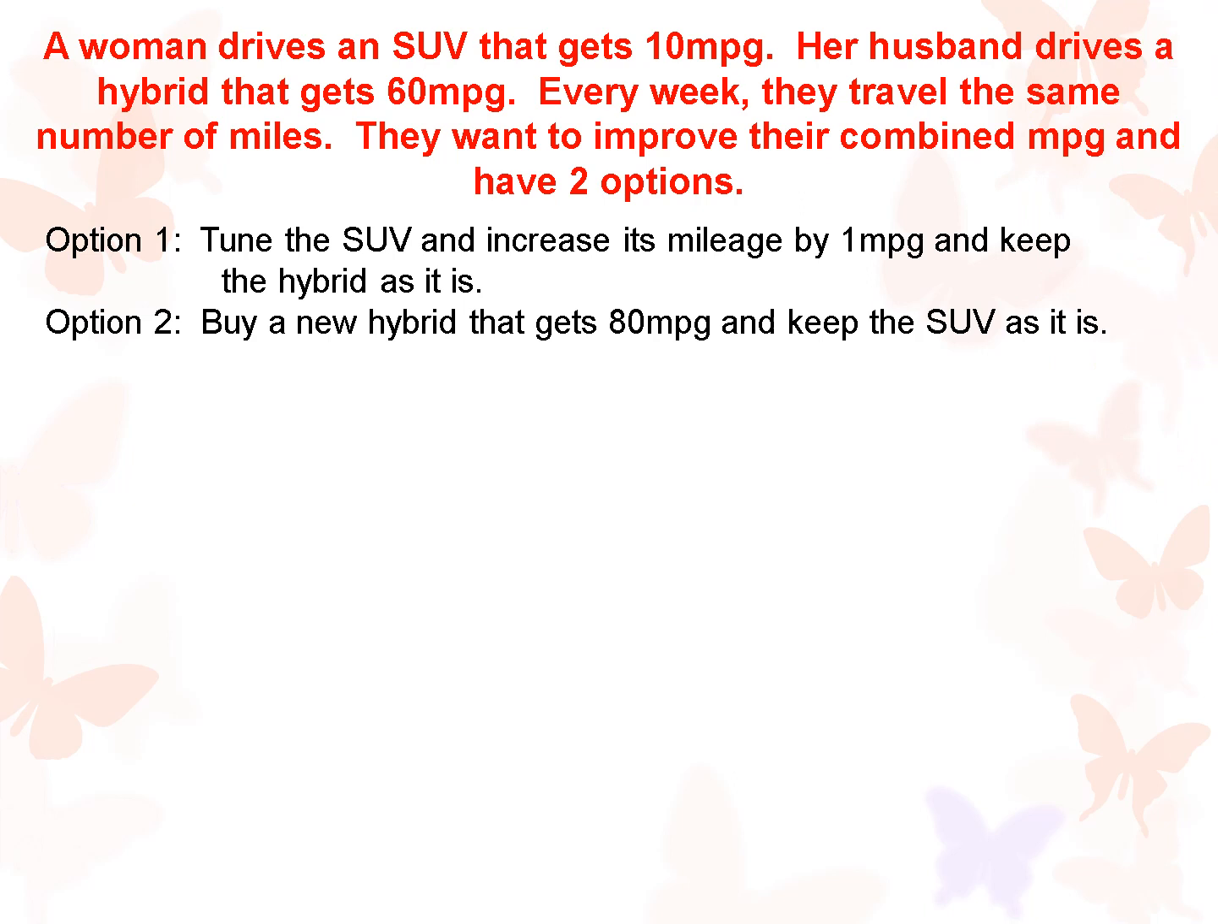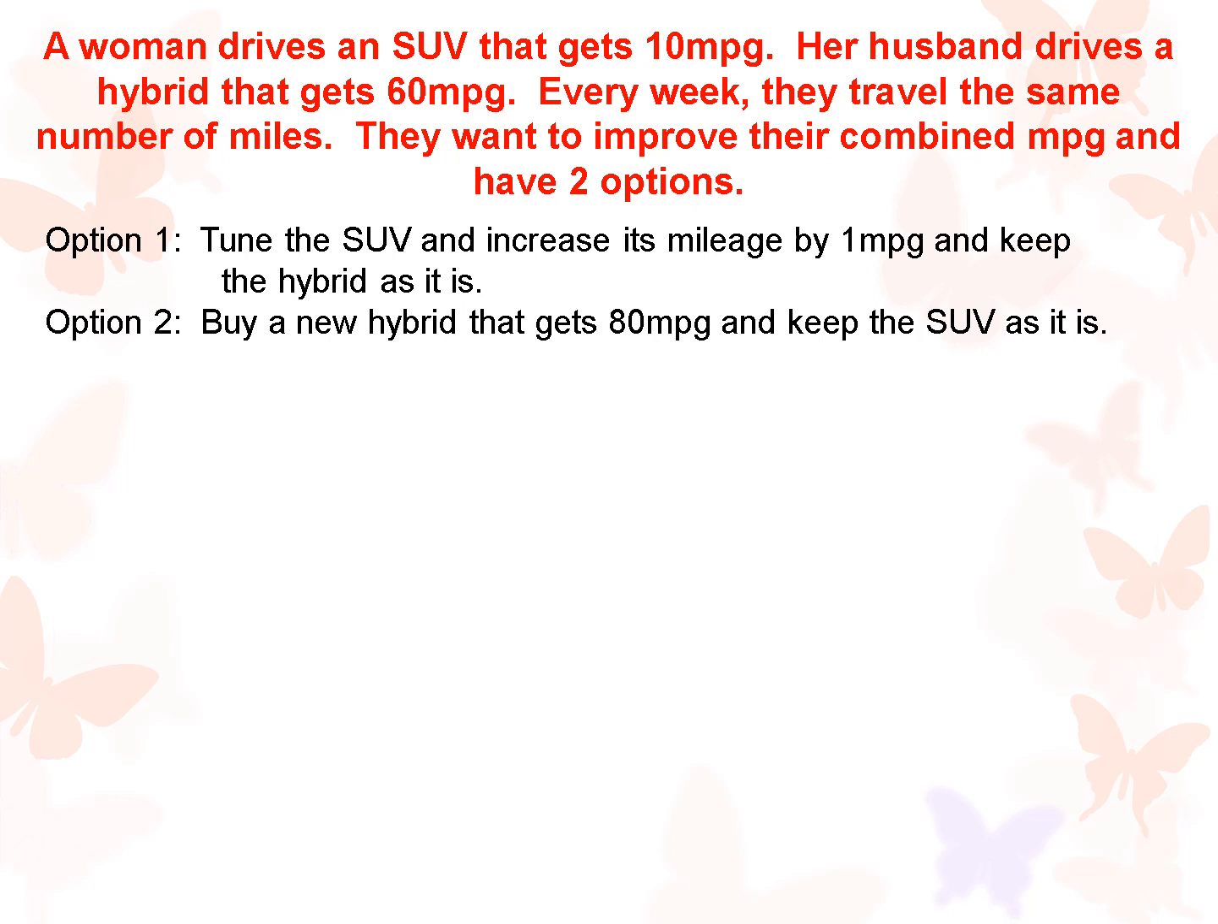Okay, so let's read the story problem here. A woman drives an SUV that gets her 10 miles per gallon. Her husband drives a hybrid that gets 60 miles per gallon. Every week they travel the same number of miles, which, if you're quarantining, you're probably not driving anywhere. But anyway, we'll assume this is pre-quarantine or post-quarantine. So every week they travel the same number of miles. They want to improve their combined MPG, and they have two options.